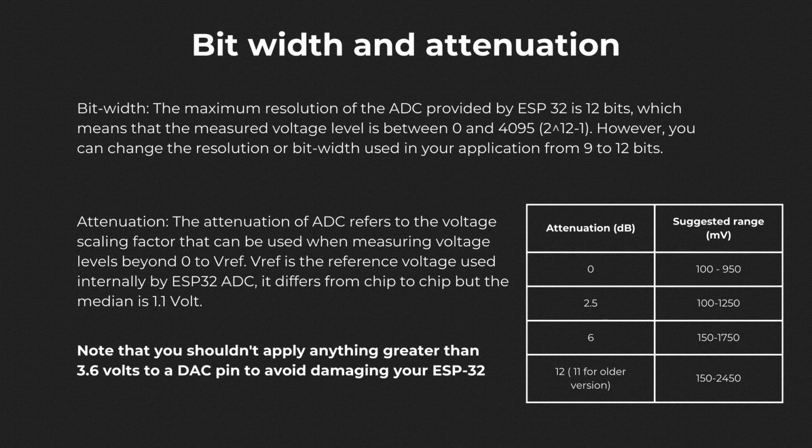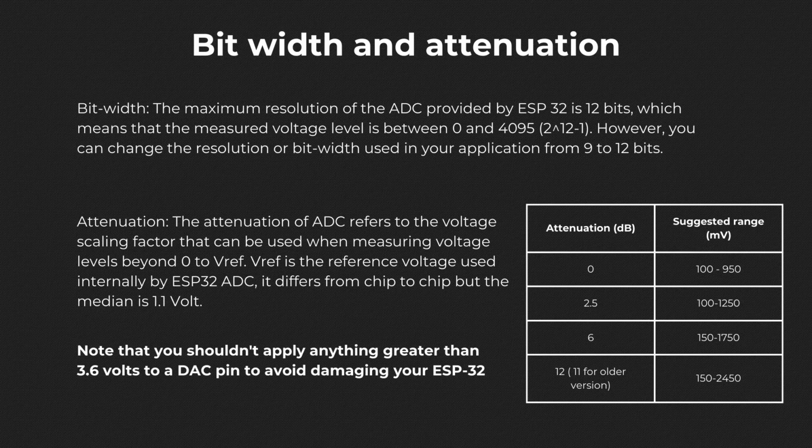Now I will move to some concepts you should know when working with ADC. The resolution of the ADC provided by ESP32 is 12 bits, which means that the measured voltage level is between the value of 0 and 4095. However, you can change the resolution or bit width used in your application from 9 to 12 bits.